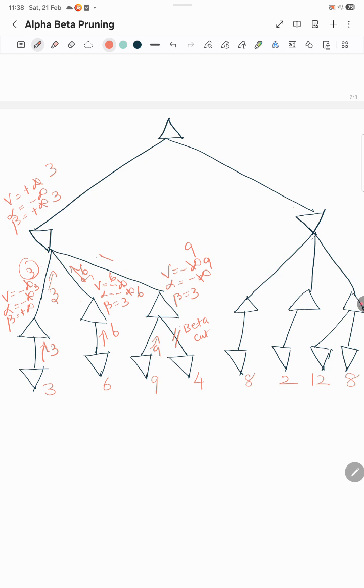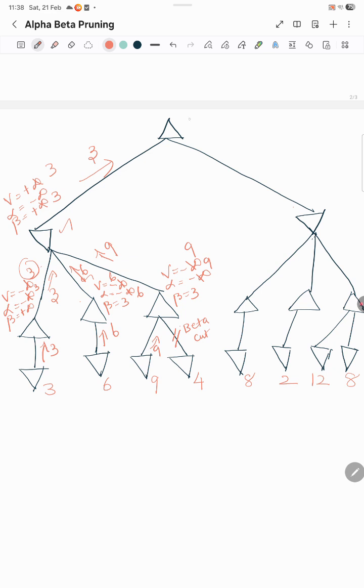Then the value of 9 is propagated over here, and if you see 9 is not lesser than 3. For min node the propagated value is lesser, means you will update, otherwise no updation. That's all children of this node has been explored. Now you have to propagate this value 3 over here.